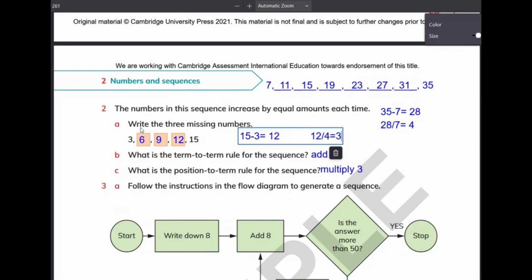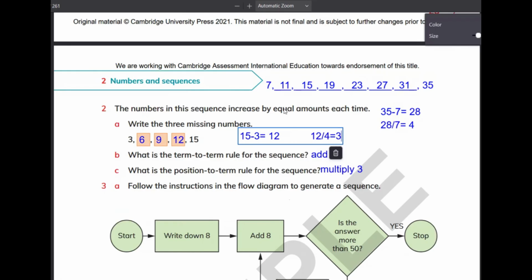Like 3 plus this, the first addition, to get the second term. Then you add again, this is the second addition, to get the third term. Then you add again, this is the third addition, to get the fourth term. Then you add again, this is the fourth addition, to get the fifth term. That's why you divide by 4.